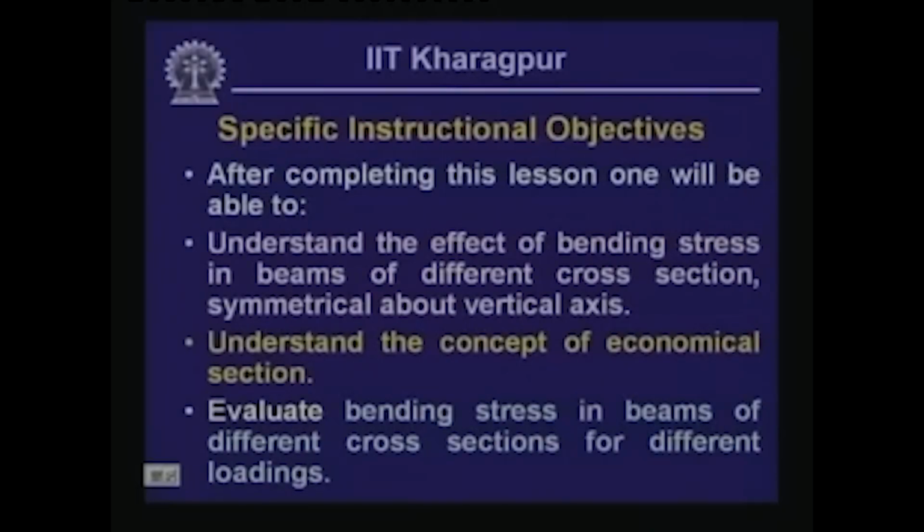Now, we will be looking into some more aspects of the bending stresses if they act on a section which is symmetrical with respect to the vertical axis, but could be unsymmetrical with respect to the horizontal x axis or z axis, which we have defined. Let us look into that. Once this particular lesson is completed, one should be able to understand the effect of bending stress in beams of different cross section which are symmetrical about the vertical axis, but could be unsymmetrical with respect to the horizontal axis.